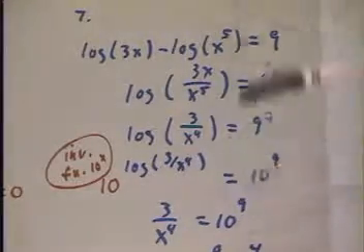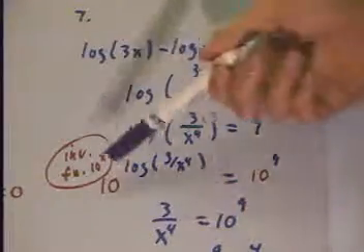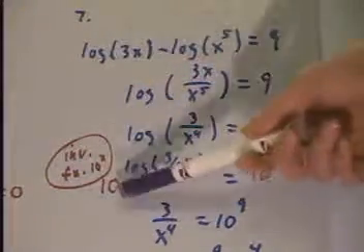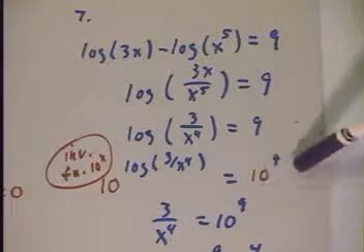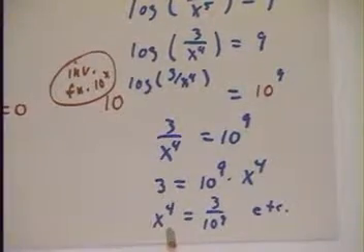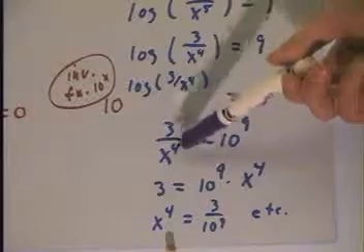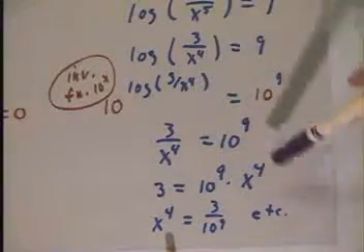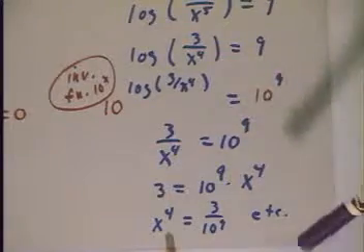And then we take the inverse function. We apply the inverse function of the log to both sides, which is the 10 to the x function. So we take 10 to the log of 3 over x to the fourth equals 10 to the ninth. Proceeding, 10 to the log of something is just the something, so we get 3 over x to the fourth equals 10 to the ninth. 10 to the ninth is just a number. We're going to leave it like this.